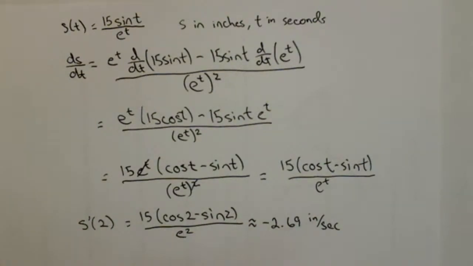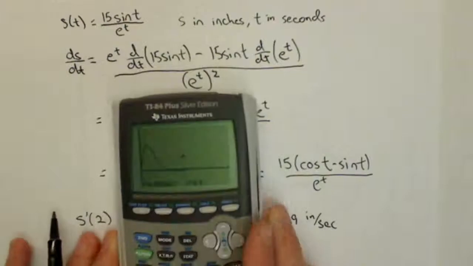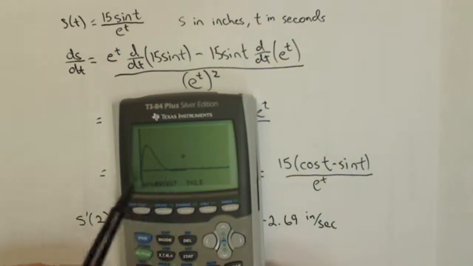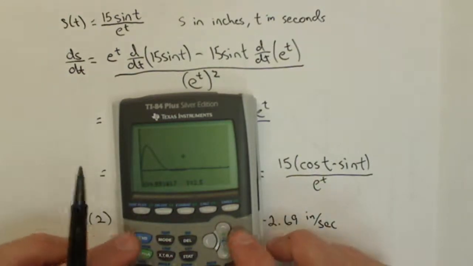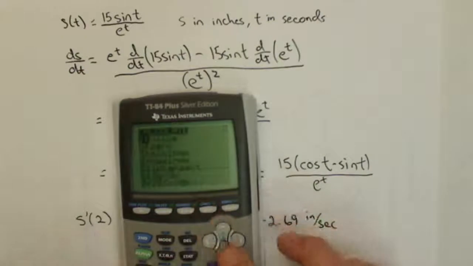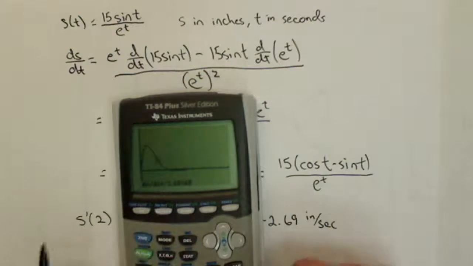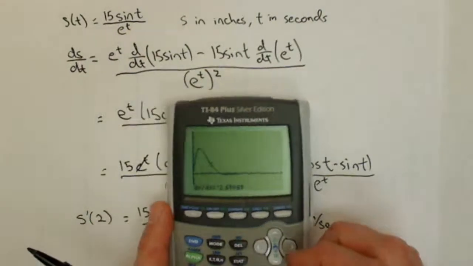In fact, we can verify this on our graph. So right here is 2. We can see that our object is going downwards at that point. And if we wanted to, we could verify this. We could calculate our derivative at 2. And there's our negative 2.69 inches per second.